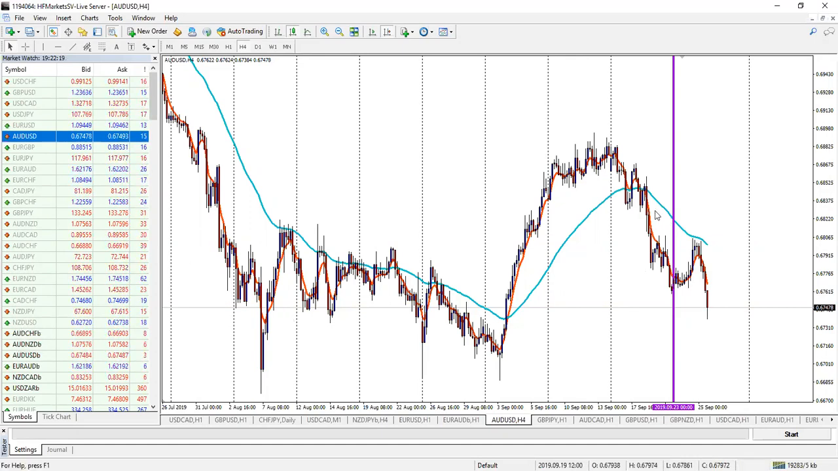Since this one represents 5 days, we have 5 days from here to here and another 5 days from here to here. From here to here, we have 10 days. And from here to this point, it's another 5 days. And from here to here is another 5 days. So we have 20 days.